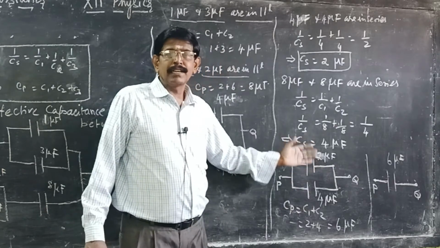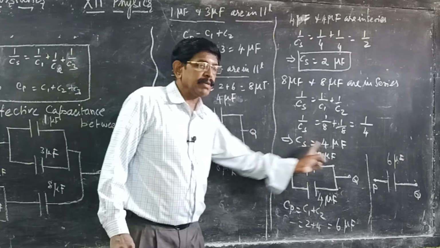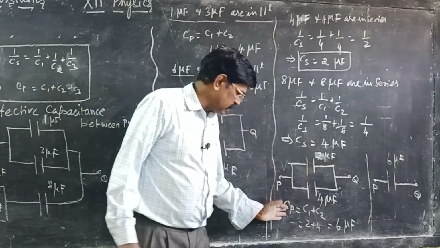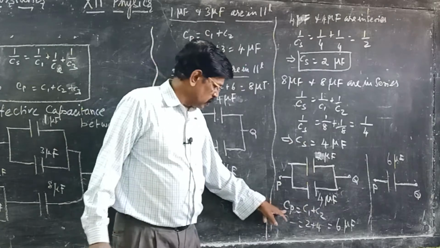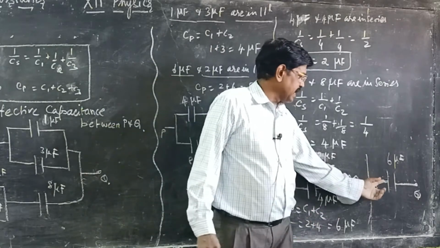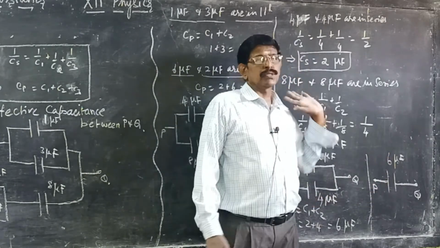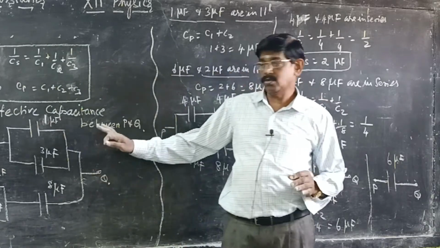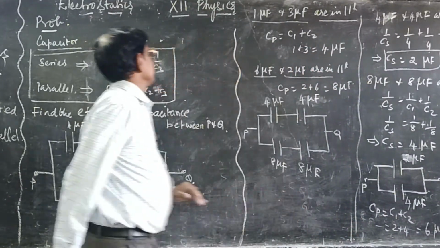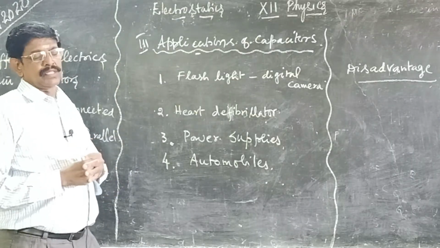Now how are the two capacitances? They are in parallel because the corresponding plates are directly connected. It is nothing but the parallel connection. What is the formula for parallel connection? Direct addition. Cp equal to C1 plus C2, 2 plus 4, 6. So the final answer: between P and Q, the value is 6 microfarad. So simplify such a big circuit patiently. Understood? Okay.